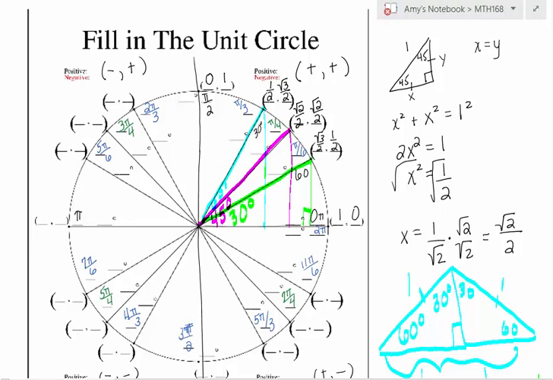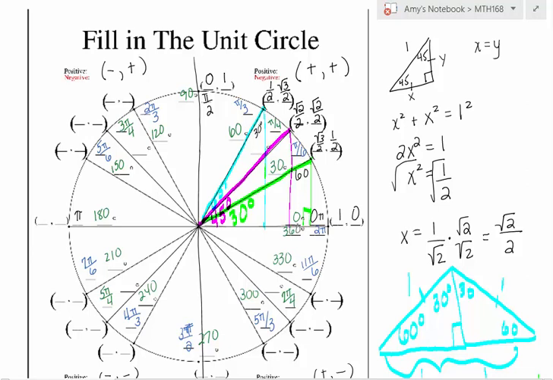When you are labeling your unit circle with degrees, you start with 0 degrees, then count off 30 degrees: 30, 60, 90, 120, 150, 180, 210, 240, 270, 300, 330, and 360.